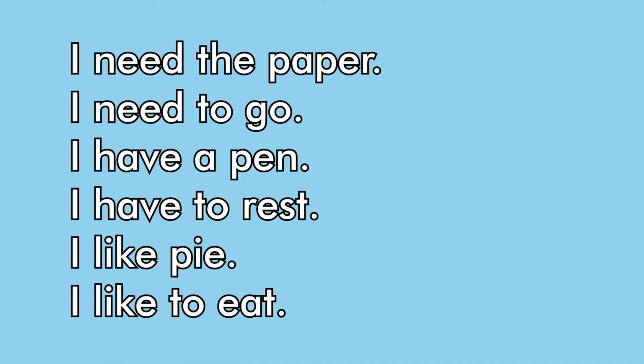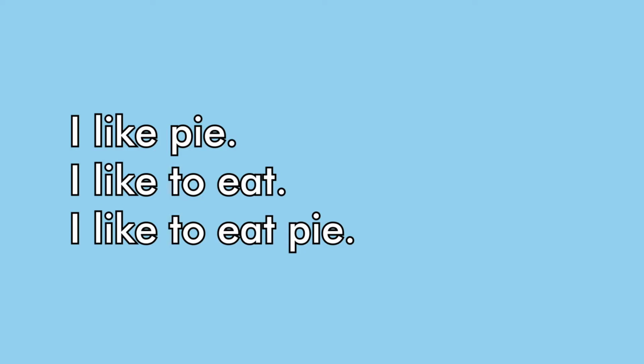As we saw with the examples I just showed, they can be used as though they're nouns, for example, as though they're direct objects. I need the paper. I need to go. I have a pen. I have to rest. I like pie. I like to eat. Complicating this construction somewhat, an infinitive can also take an object of its own. An infinitive and all the objects that go with it make an infinitive phrase. We can rephrase the previous examples to illustrate this. I like pie. I like to eat. I like to eat pie.